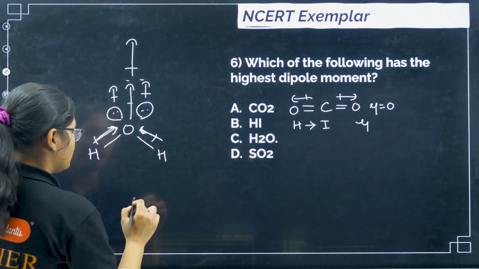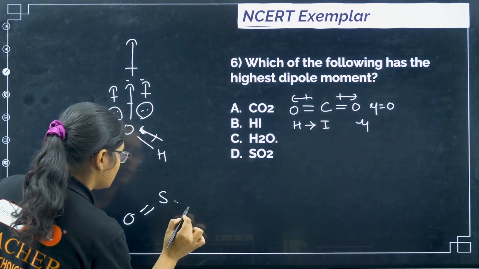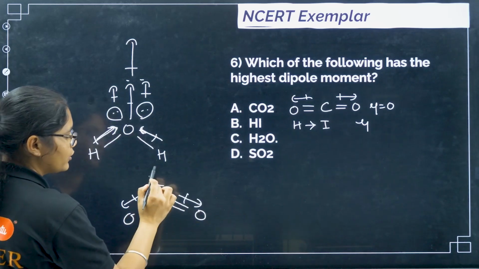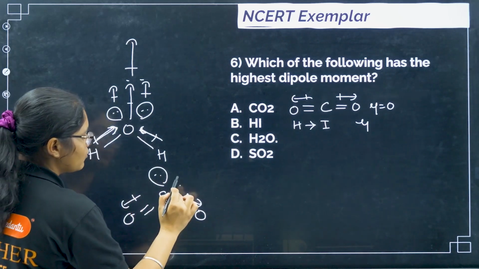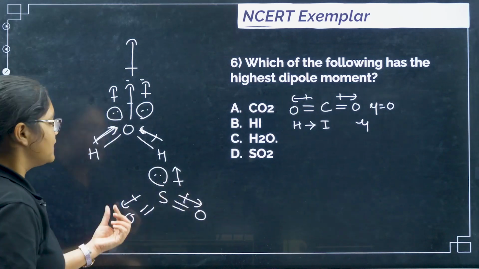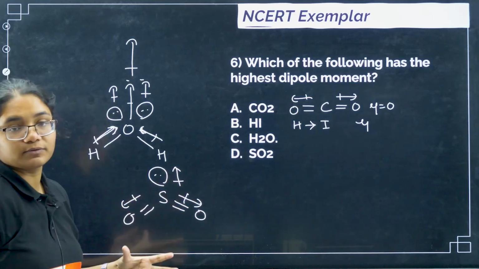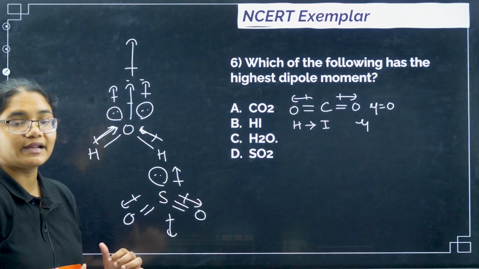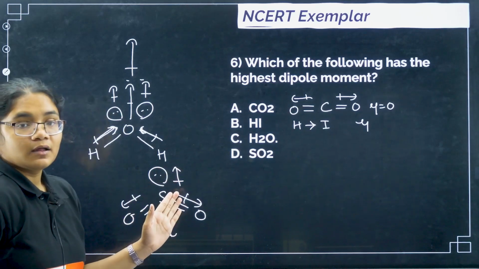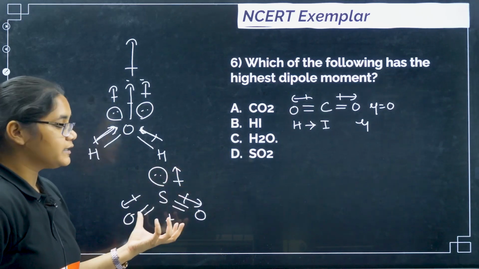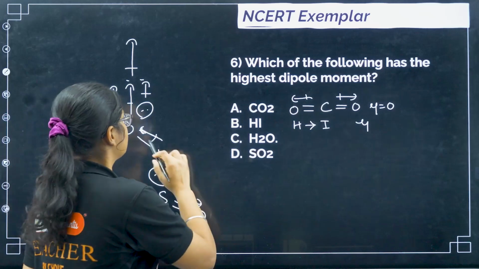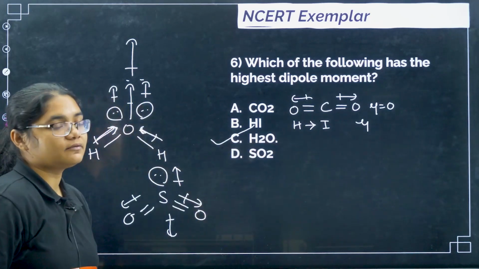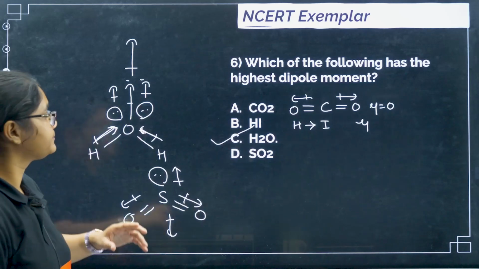If I see SO2, these dipole moments are in this direction because oxygen is more electronegative, and because of the lone pair there is one dipole moment on this side. So here you see the dipole moments are in opposite directions, right? So there is a net dipole moment on this side and a dipole moment on this side, which will cancel the net dipole moment, or which will reduce the value. Here you see all are in one direction, so that is why the maximum dipole moment will be in option number C.